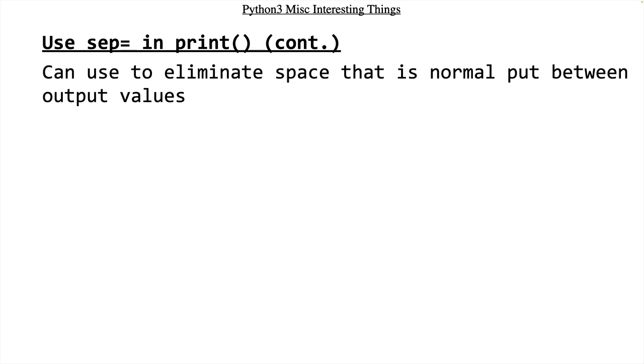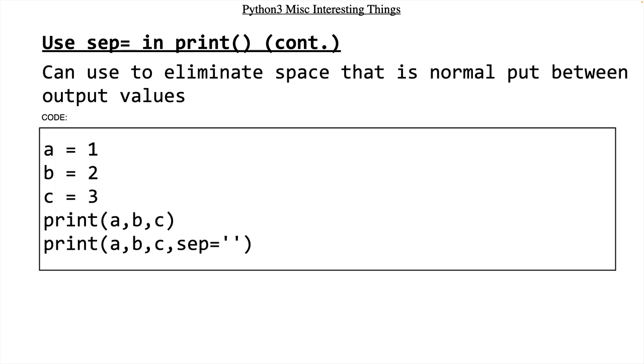Another example of doing this is we can use it to eliminate that default space that I was telling you about. So if you had a situation where you wanted to print some values but you didn't want that space between them, you could do something like this. So I set A, B, and C to the values 1, 2, and 3 respectively, and then I print A, B, and C, which would be a normal print, and then I add the separator equals single quote, single quote. So in other words, the separator is nothing.